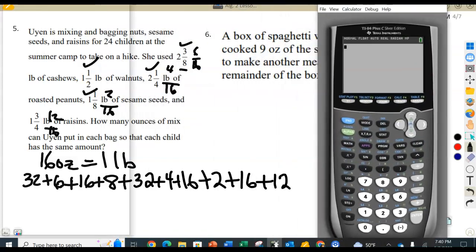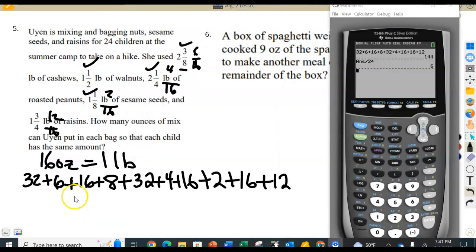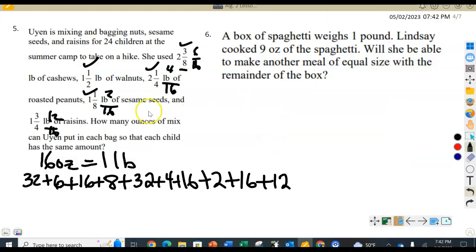All right, sorry, I think I kind of paused that mid-sentence trying to save time on the video here. Anyways, I added those numbers up. I got 144 total ounces. It says how many ounces can you input in the bag, so each child has the same amount. So 144 divided by 24 kids gives us 6 ounces. So each child will get 6 ounces of snack for the correct answer there.